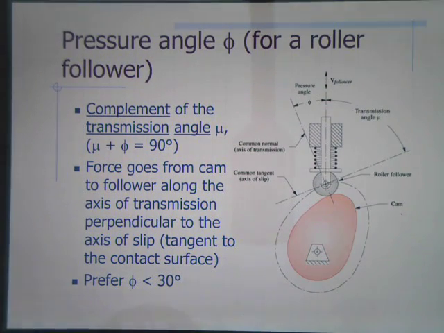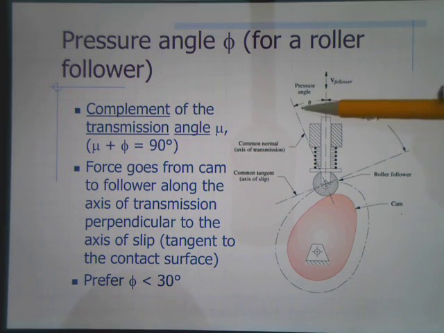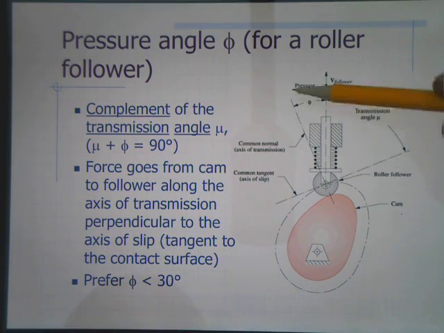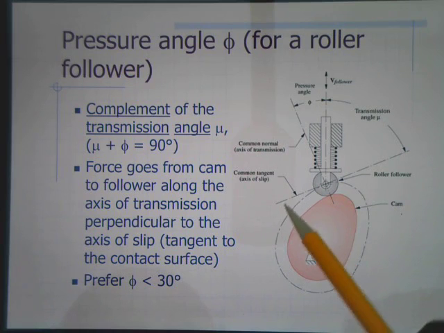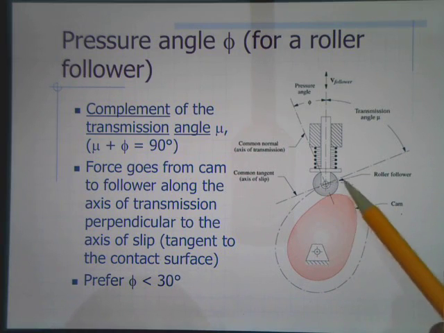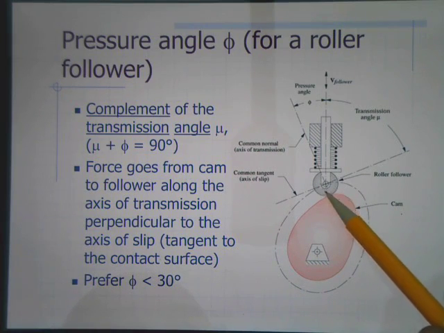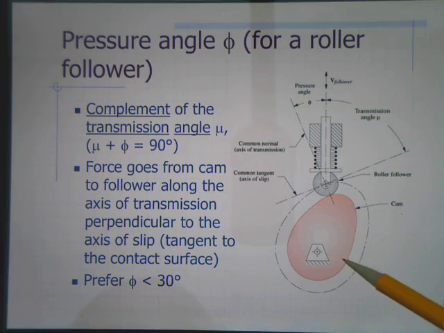Now we also have pressure angle phi. Again, for a roller follower, it is the complement of the transmission angle. Here we have the transmission angle, and here we have phi, and together they make a 90-degree angle. So the question is, how do you go about determining this transmission angle? The way that you do that is at a particular location, in this case the follower is moving up and down here, and the cam has been rotated into this particular orientation.